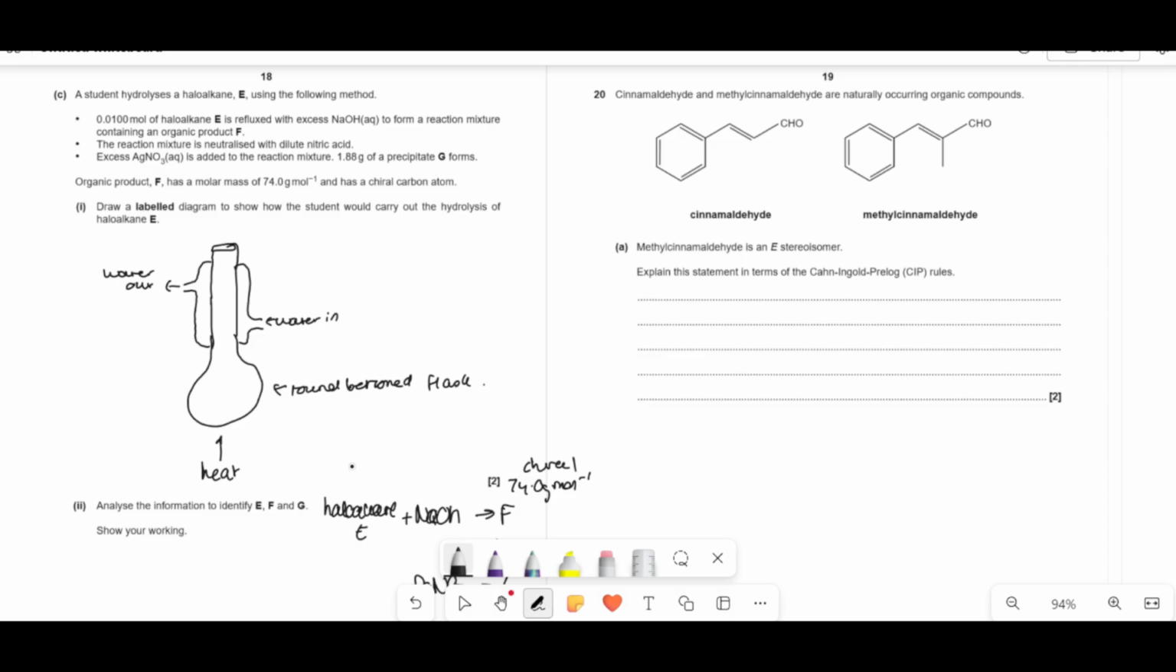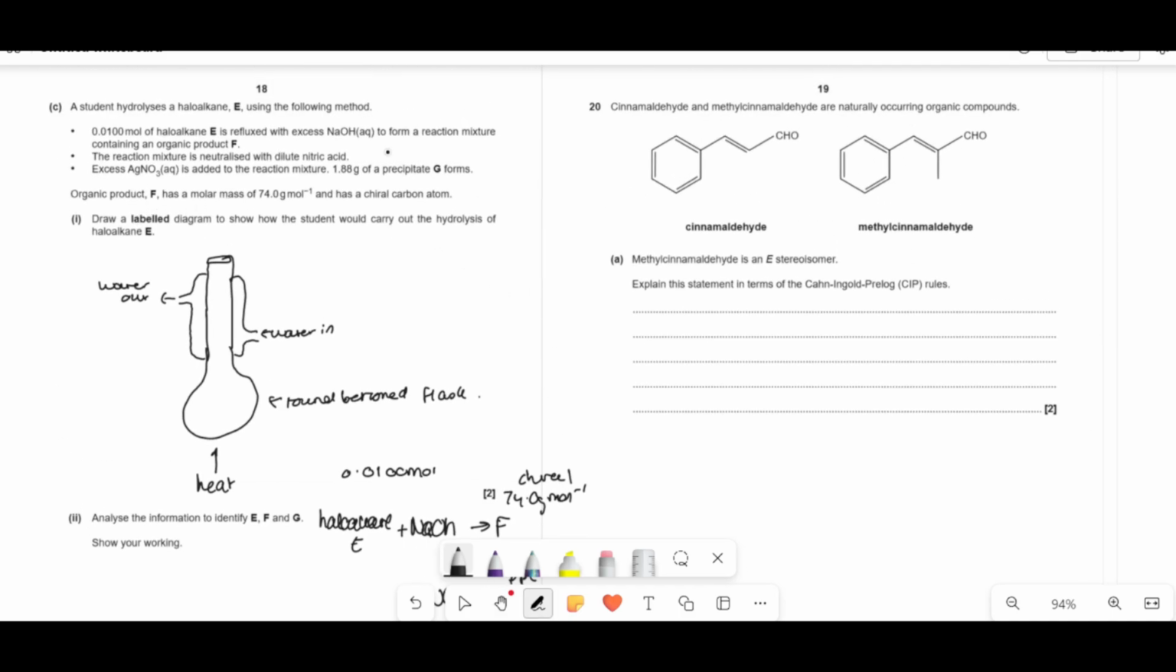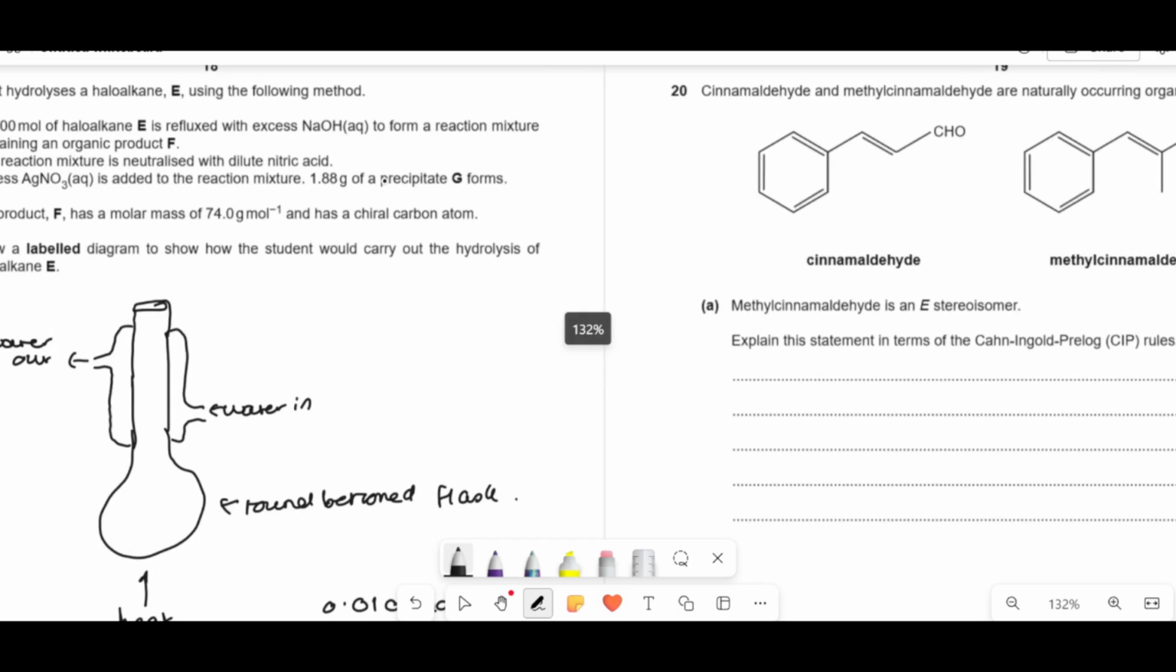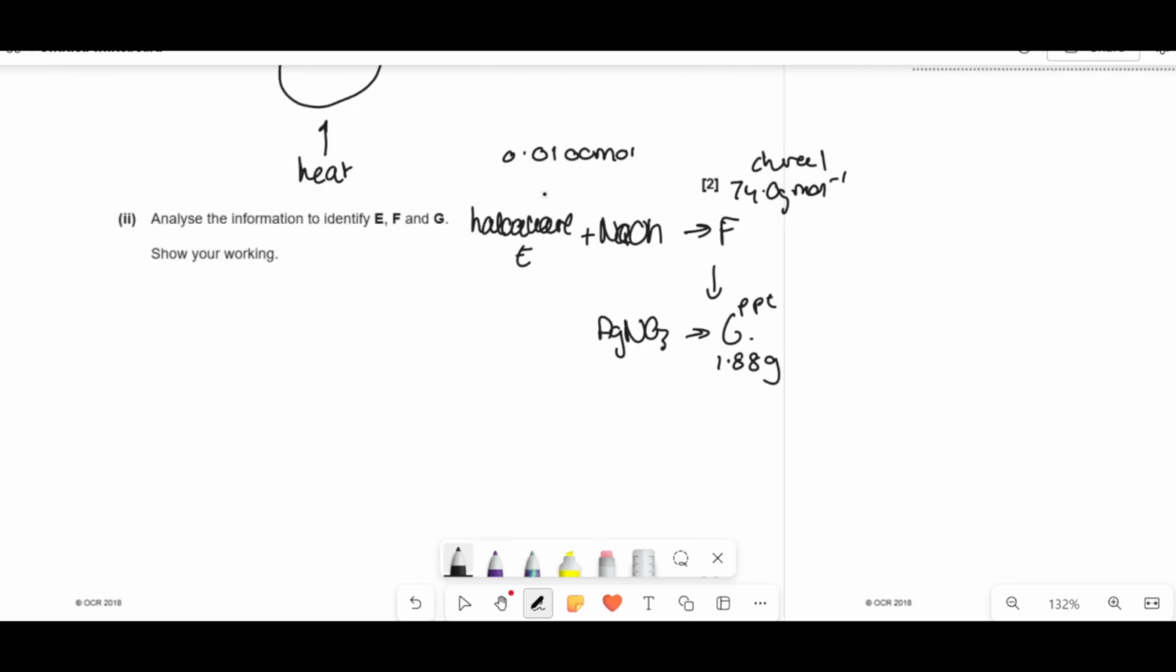For E, we had 0.0100 moles of this and excess of this, and then we have 1.88 grams of G. Anything else we can get from this? That's about it. So we need to figure out what we're dealing with and how we're getting there. If we think about it logically, we had 0.01 moles of this. These react in a 1-to-1 ratio, so we'd also have 0.01 moles of this. And these again react in a 1-to-1 ratio, so we'd still have 0.01 moles of that. So the moles of G is going to be 0.0100 moles, right?